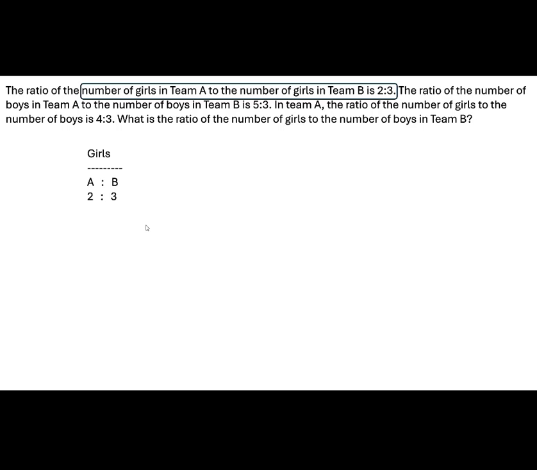Now, the next statement, but before we go there, see when we say 2 is to 3, it can actually be written as 2x and 3x. Why is that so? Let's say the number of girls in team A is 15, for example.